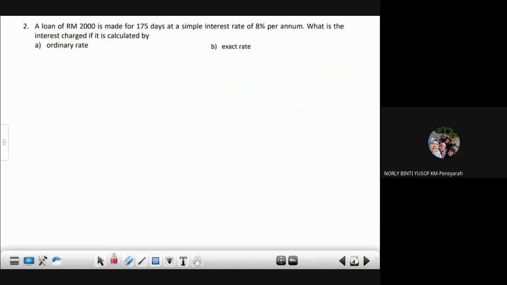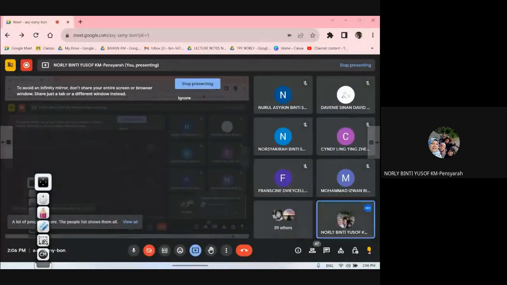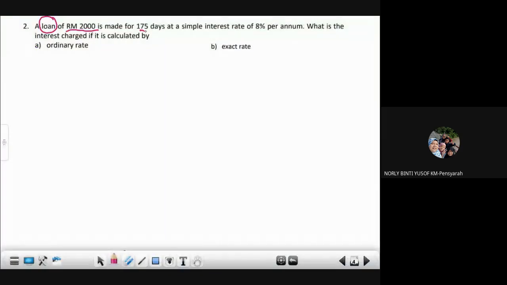Okay, and then we go to number 2. A loan of 2,000, maksudnya pinjaman. A loan of 2,000, the loan is made for 175 days at a simple interest rate of 8% per annum. What is the interest charge? That means I. You want to find the value of I in this question.